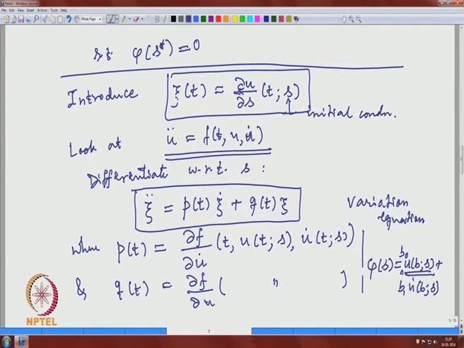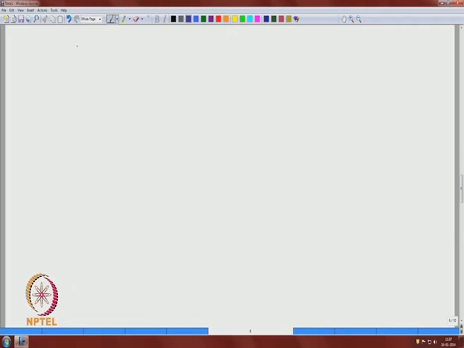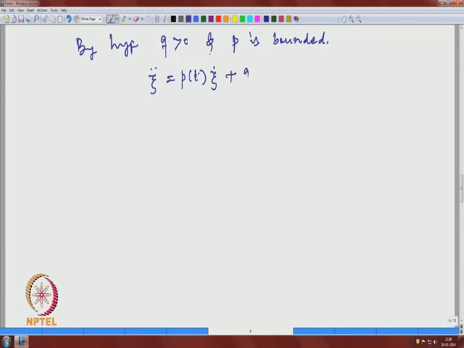Okay. So, now you see that from hypothesis, q is positive and p is bounded. So, we are going to make use of this. So, let me again rewrite here. J double dot equal to P T J dot. So, you keep on recalling this.